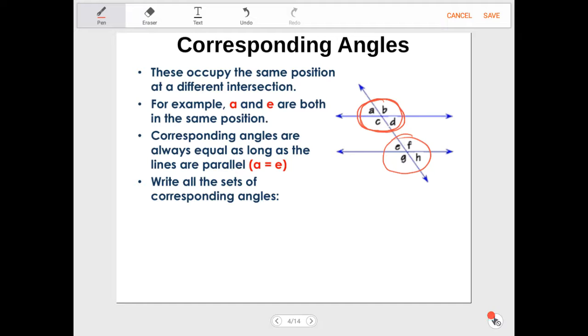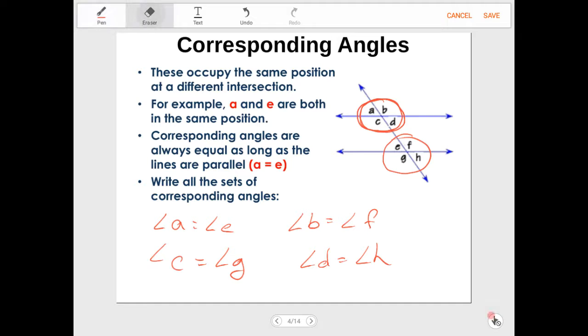So for example, angle A would be equal to angle E. That's one of them. Another one would be angle B equal to angle F, and then angle C would be equal to angle G, and angle D would be equal to angle H. So of course, if you knew the measurement of one of these, you could figure out the other.